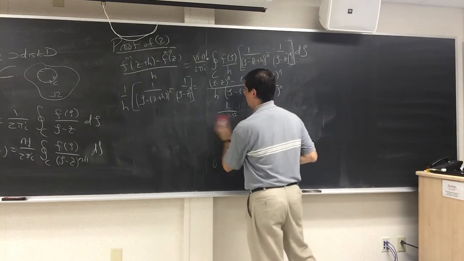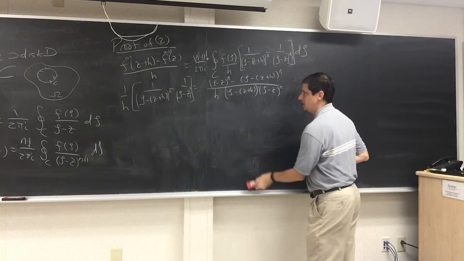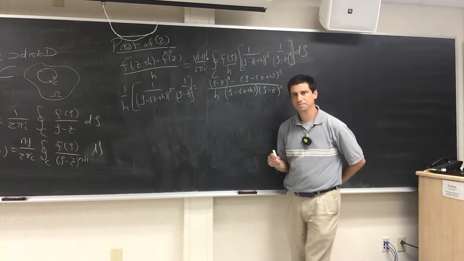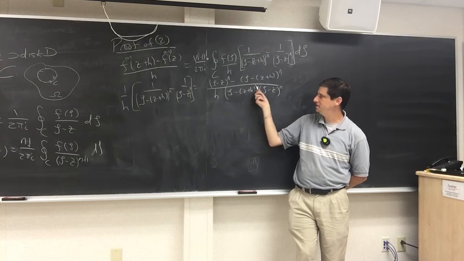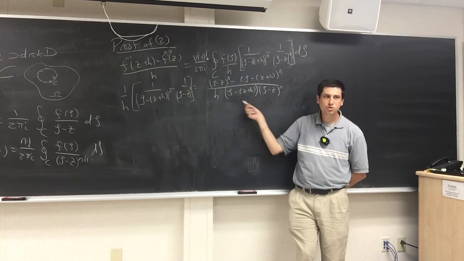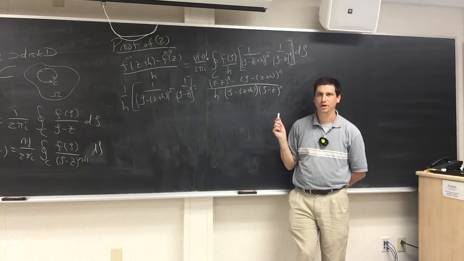Okay. And now we want to see what do we get as h goes to 0. Well, if you look at this, as h goes to 0, this becomes zeta minus z to the n, zeta minus z to the n. So this is looking like zeta minus z to the 2n.